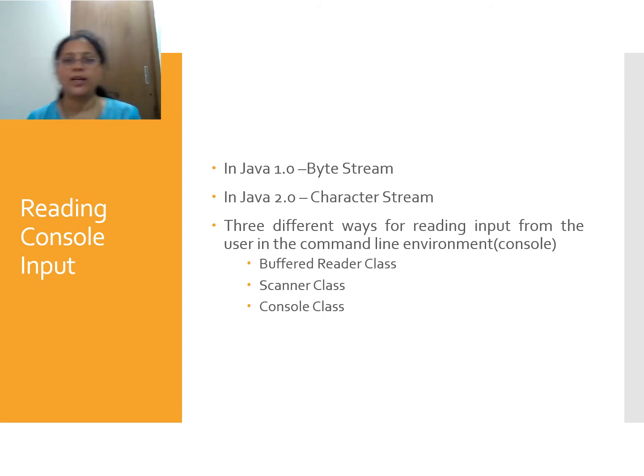Now, while reading the console input, there are different streams we discussed. First one was byte stream and second character stream. Byte stream was used in Java 1.0, while in Java 2.0 character streams were introduced. There are three different ways for reading input from the user in the command line environment, that is at console. We'll discuss these three classes for reading input from user. First one is the BufferedReader class, second is the Scanner class, and third is the Console class.